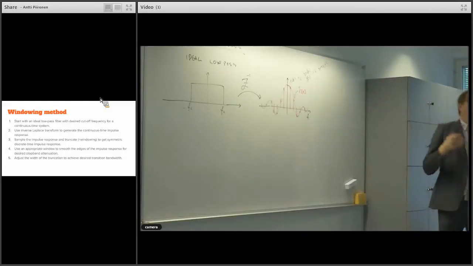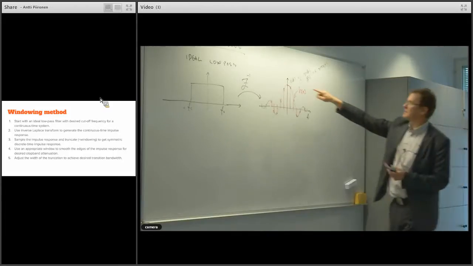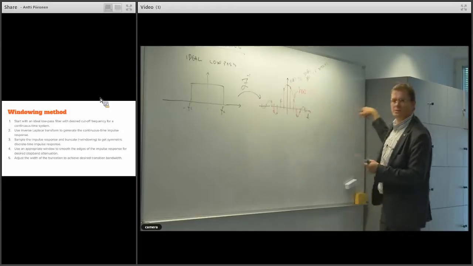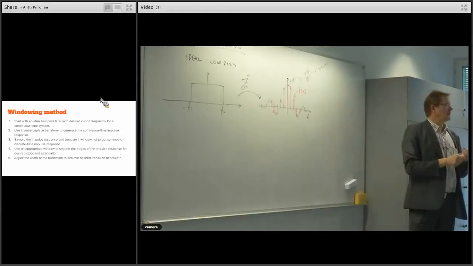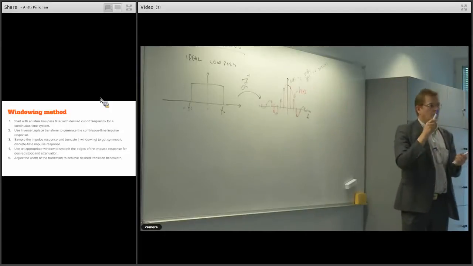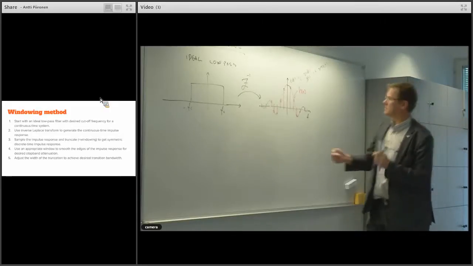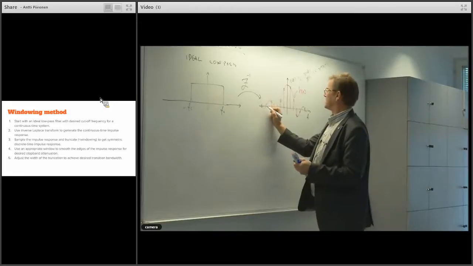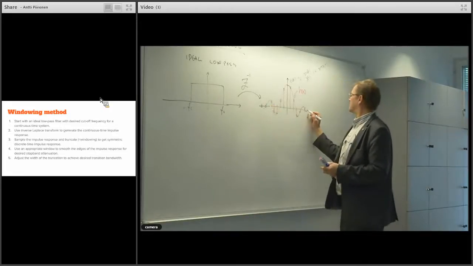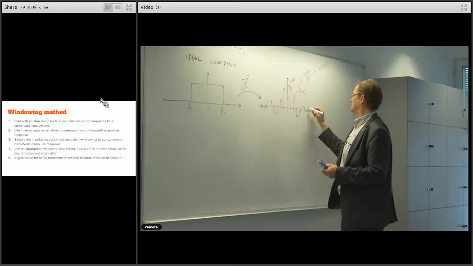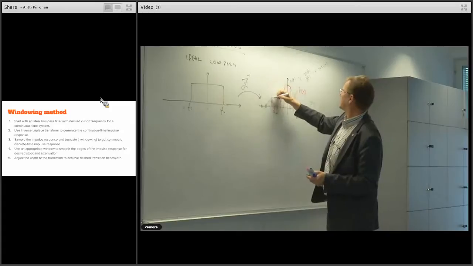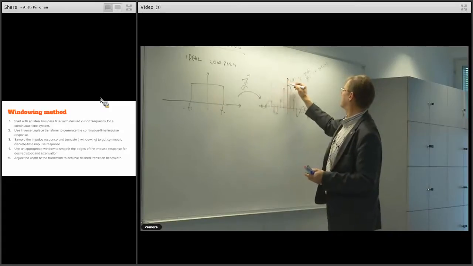But this is still a small problem, since this is still infinite, since this h of t goes and goes and goes on both sides. So how to make it finite? We use a window to make it finite. And the simplest window would be to set these out of the box values to 0 and multiply these values with 1.